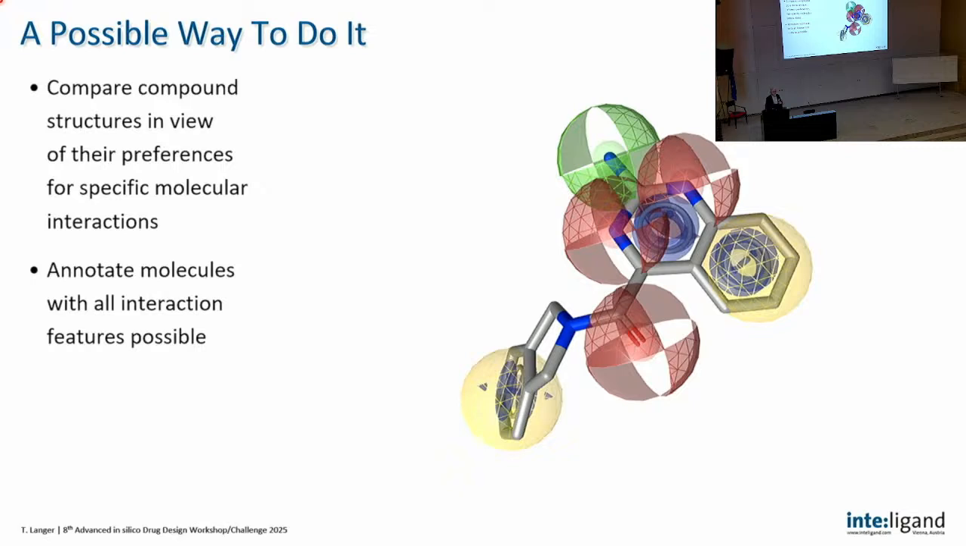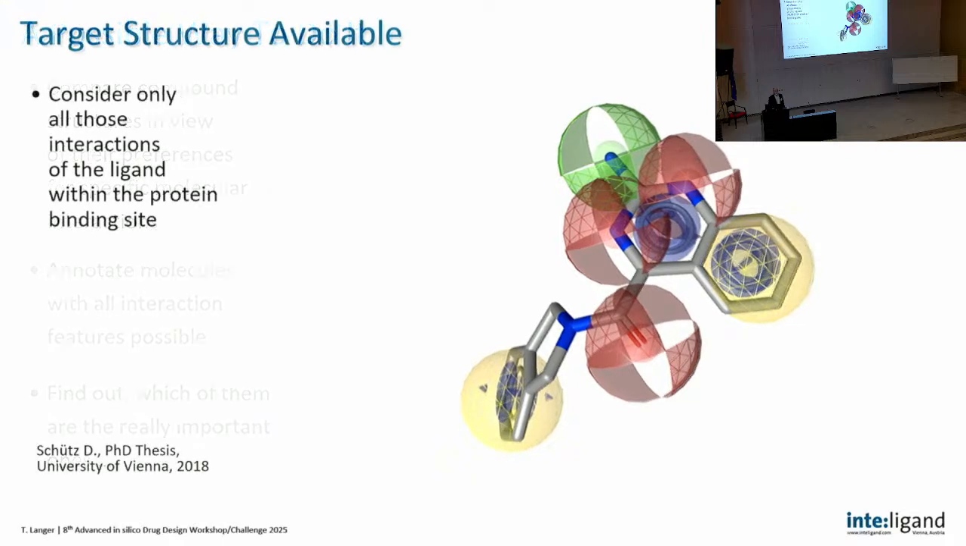But does this molecule really do all the interactions in its target? So we need to find out which of them are the real important interactions, right? Maybe not all of them are important. So we can do this considering only those interactions of the ligand that are visible, for instance, in the protein binding site. And this is very easy.